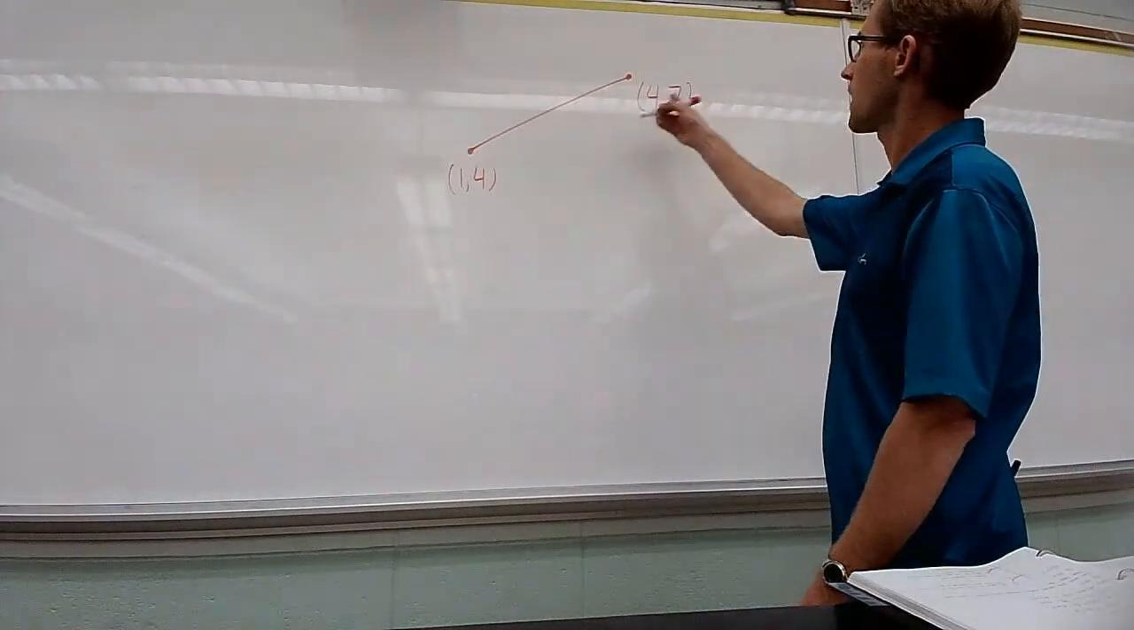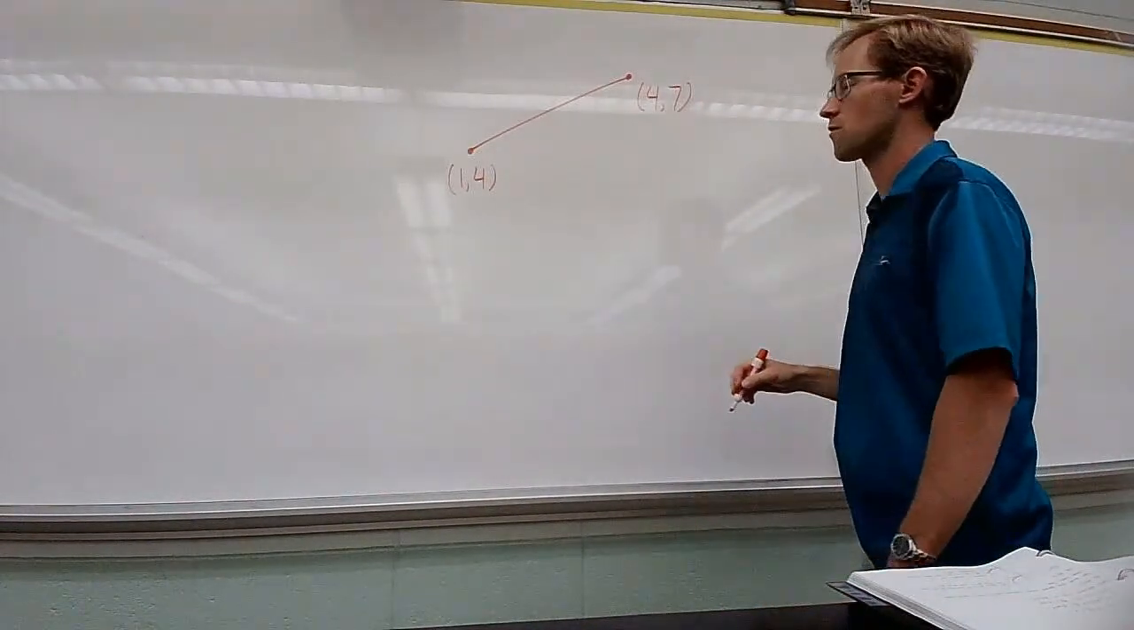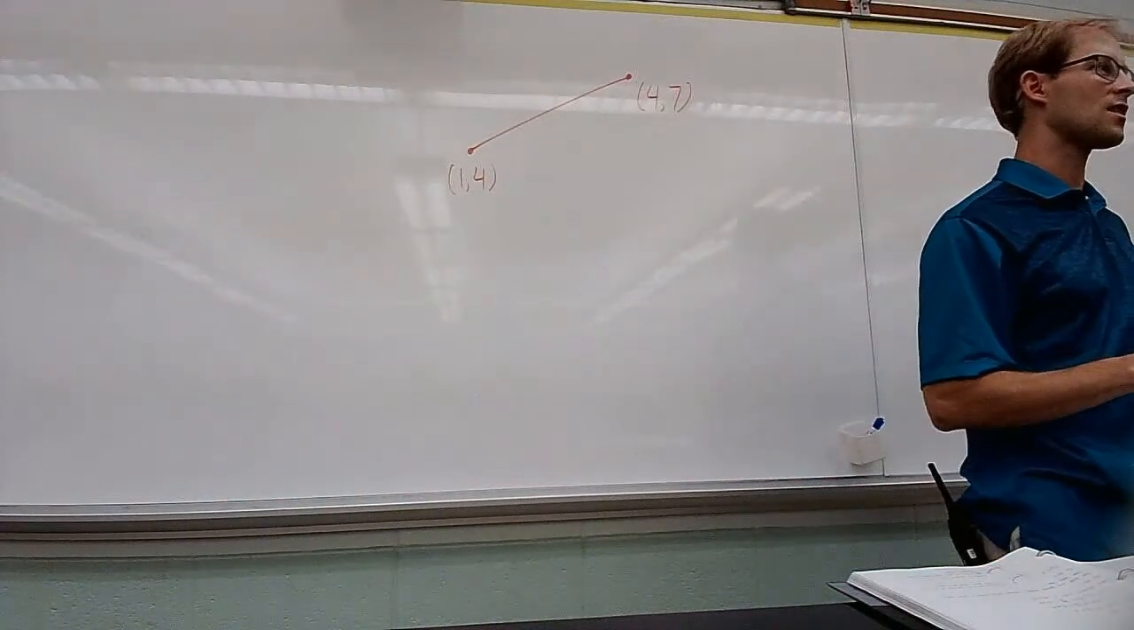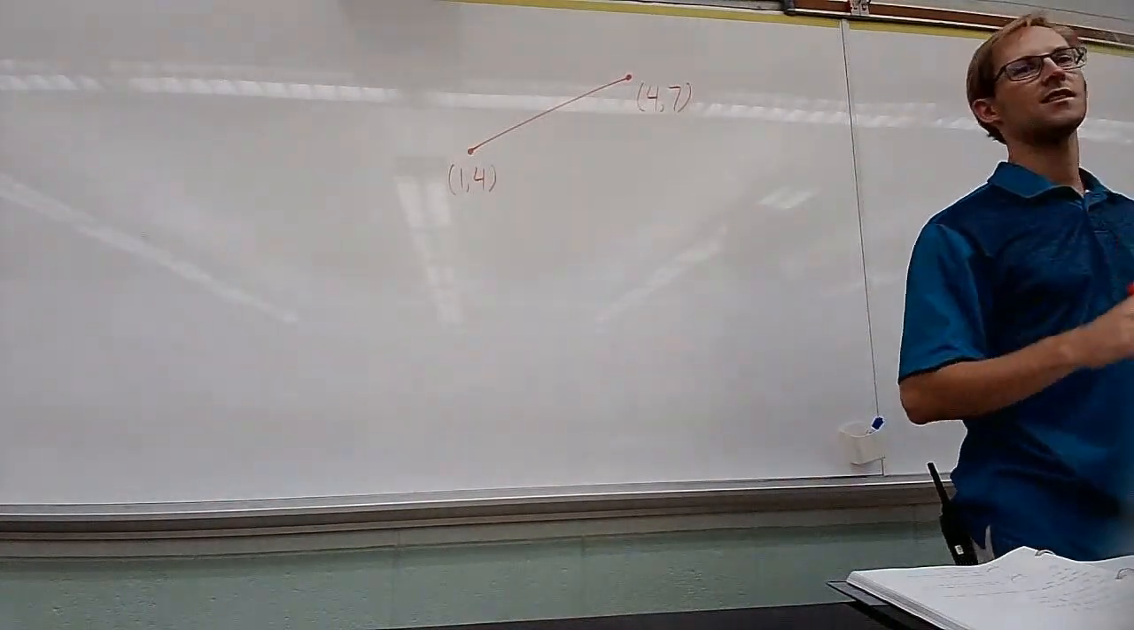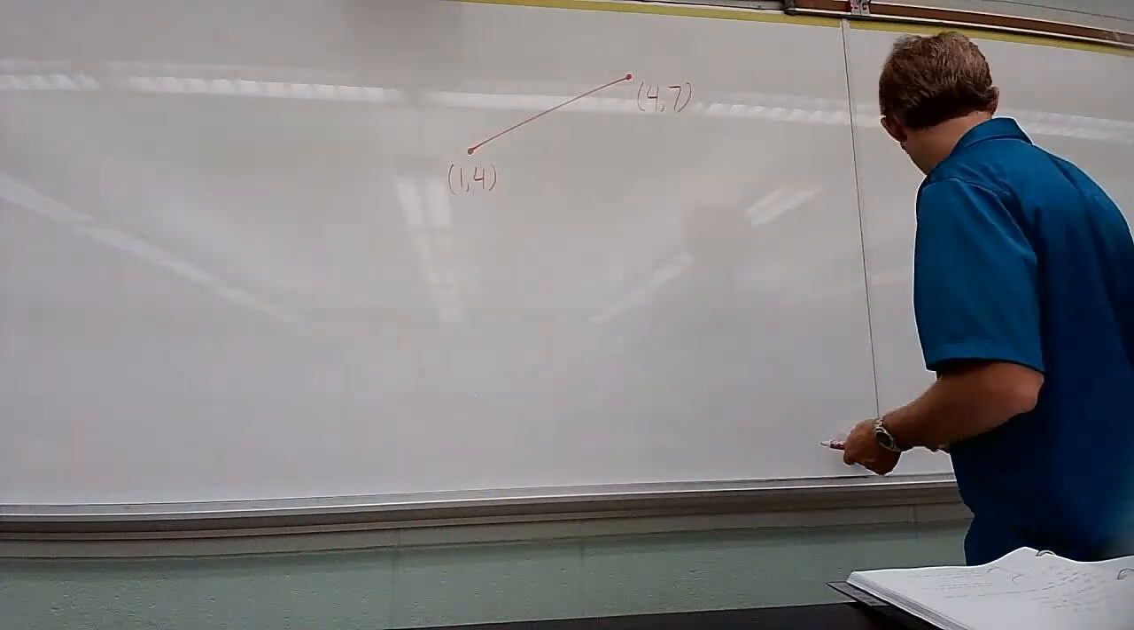Yep. Slope is. So you guys got 1, right? Yeah. Okay. Rise over run. So it's going up by 3. It's going across by 3. 3 divided by 3 is 1. So that's your slope for that one. I got a couple others I want you to do too.